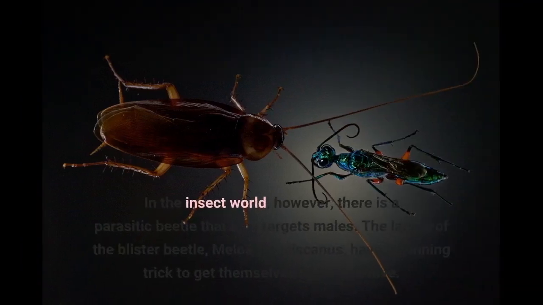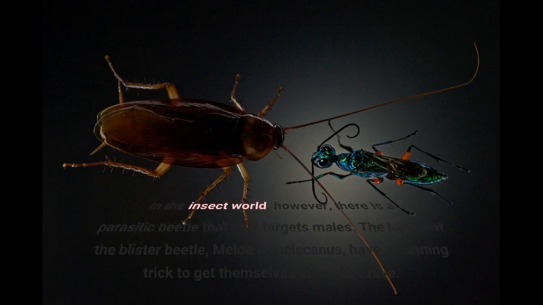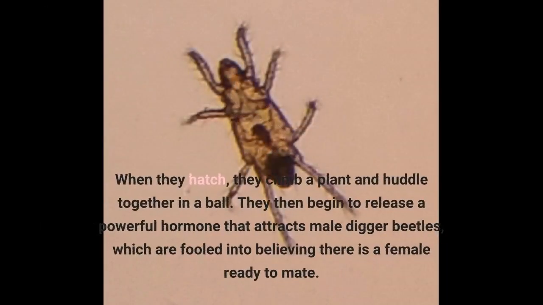In the insect world, however, there is a parasitic beetle that only targets males. The larvae of the blister beetle, Meloe franciscanus, have a cunning trick to get themselves into a beehive. When they hatch, they climb a plant and huddle together in a ball. They then begin to release a powerful hormone that attracts male digger bees, which are fooled into believing there is a female ready to mate.